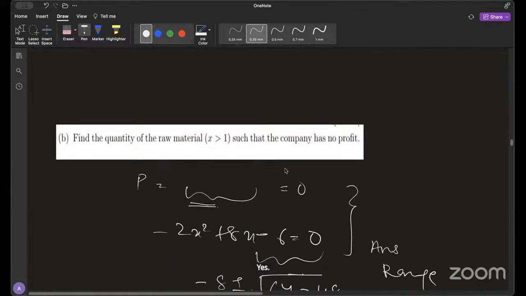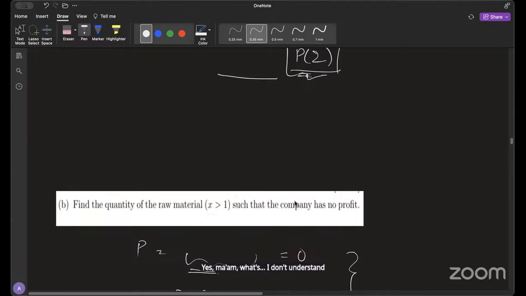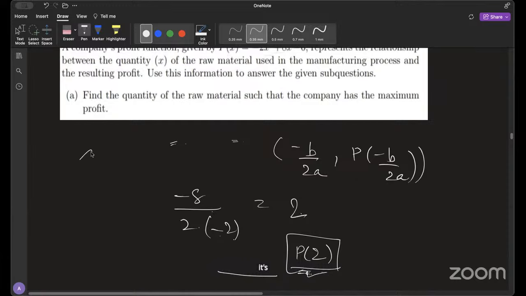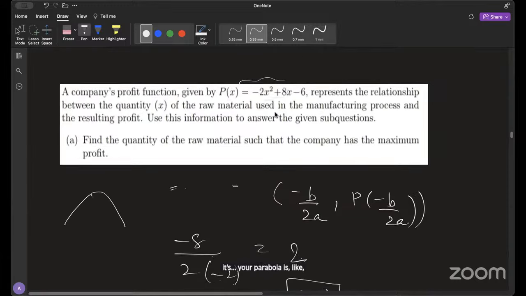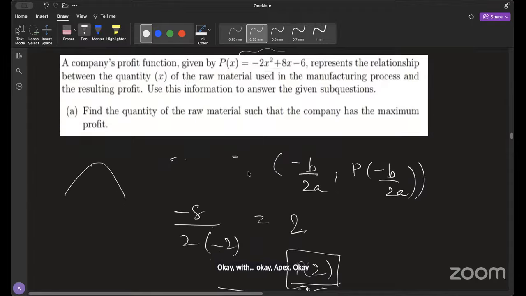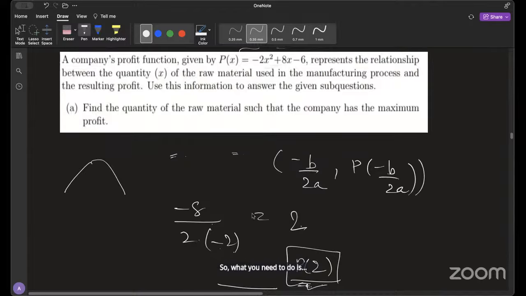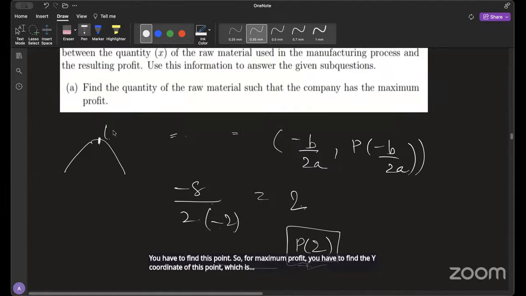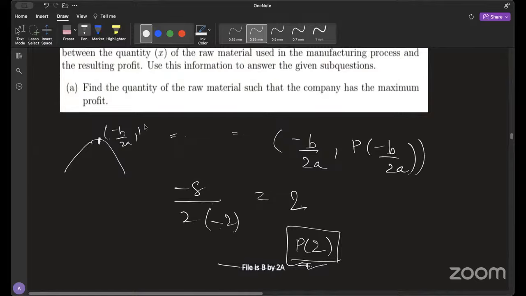Yes, ma'am. I don't understand the first part, ma'am. The first part is asking you the maximum profit. So this is the profit, and to find the maximum profit, your parabola is in this format, okay? So what you need to do is minus b by 2a. You have to find this point. For maximum profit, you have to find the y coordinate of this point, which is minus b by 2a, and p of minus b by 2a. So you have to find this value.